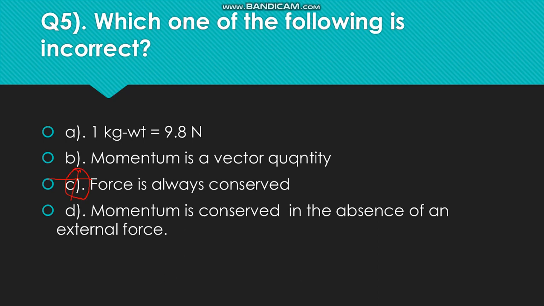Forces such as frictional force and air resistance depend on the path, so they are non-conservative forces. As far as conservative forces are concerned, gravitational force and spring force are conservative forces. So option C is correct here. Force is always conserved is the wrong statement.